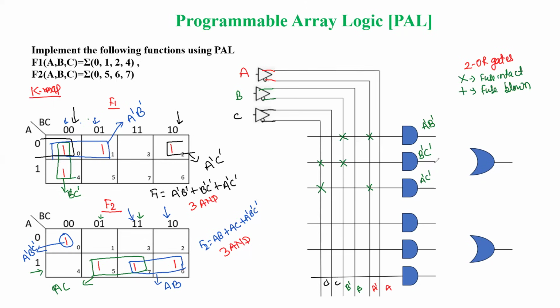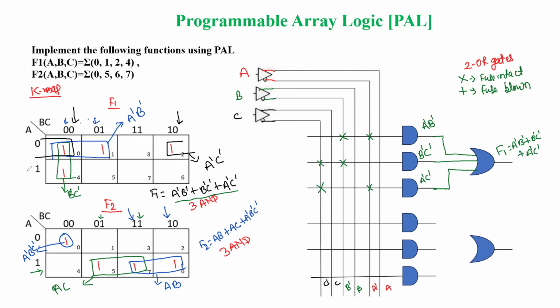Now we are going to give the connection to the OR gate, since the plus sign is there. So all product terms are being ORed. This is going to be an input to the OR gate. Again we have another input, that is A dash B dash, and the third input is A dash C dash. So finally this OR gate represents the function f1, which has product terms A dash B dash plus B dash C dash plus A dash C dash.